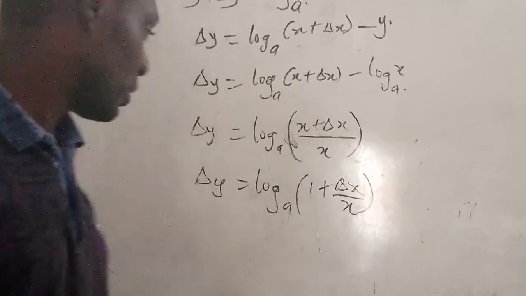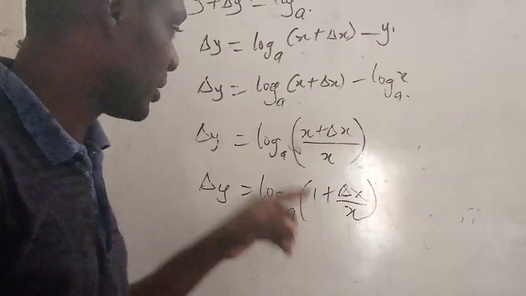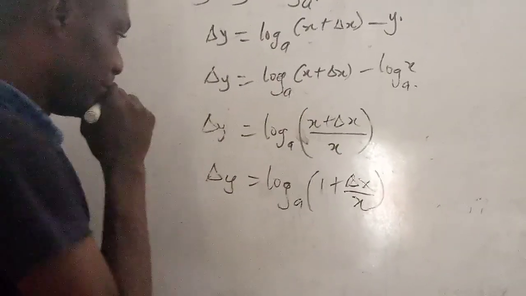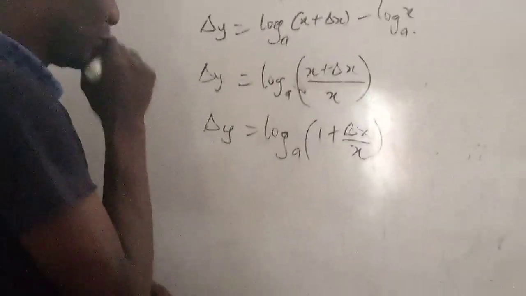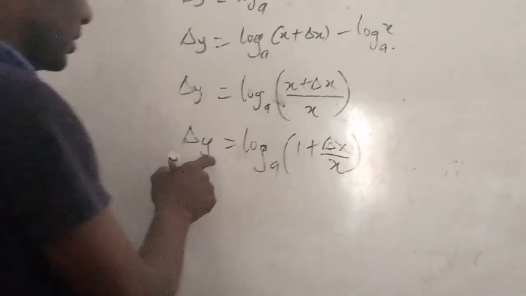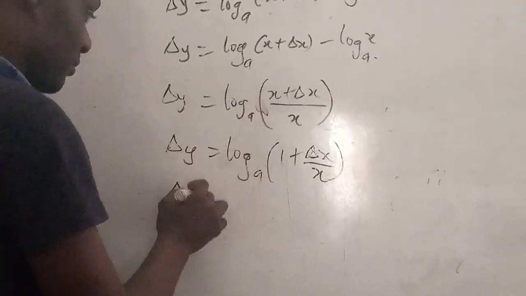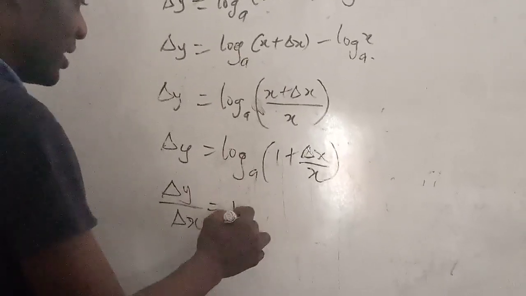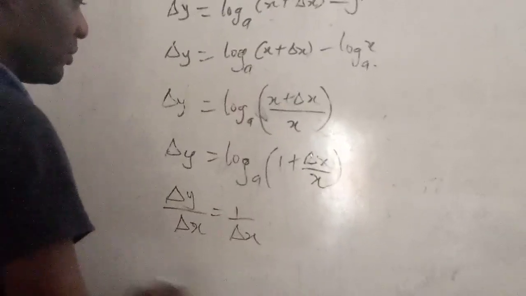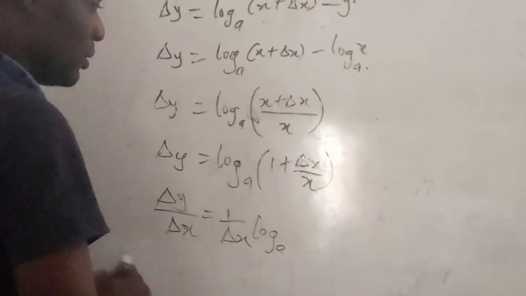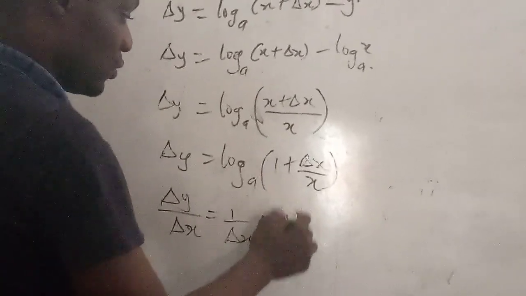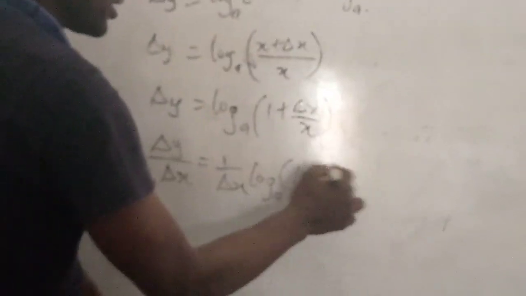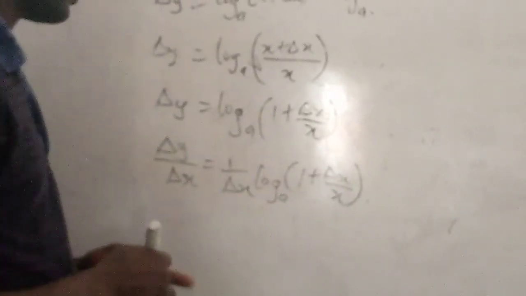Now we just need a little bit of manipulation. I'm going to divide both sides by change in x. So I'm going to have change in y divided by change in x equal to 1 divided by change in x, times log base a of 1 plus change in x all over x.